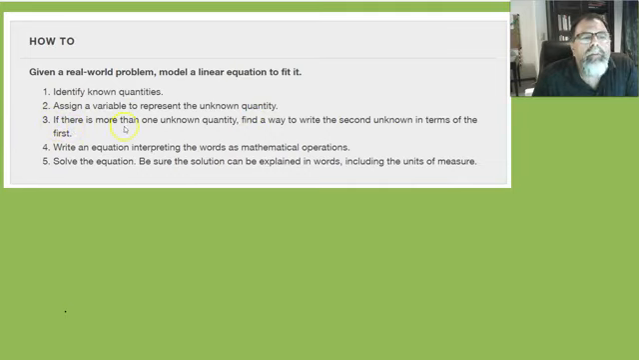Three, if there's more than one unknown quantity, find a way to write the second unknown in terms of the first. So that way you don't have to use 2 equations with 2 variables. And then 4, write an equation interpreting the words as the mathematical operations. And then 5, solve the equation. Be sure the solution can be explained in words, including the units of measure.